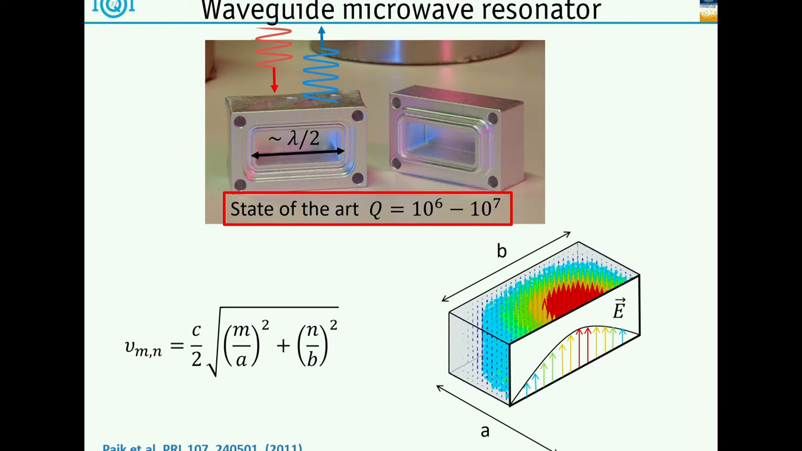Now, what is nice in these devices is they are very easy to make. You can literally go into the workshop yourself if you know how to operate a mill. Machine out those two halves, bolt them together, make them cold, and cold means, of course, below a Kelvin. And you'll get quality factors of like 10 to the 6 and 10 to the 7. So this is actually quite nice.